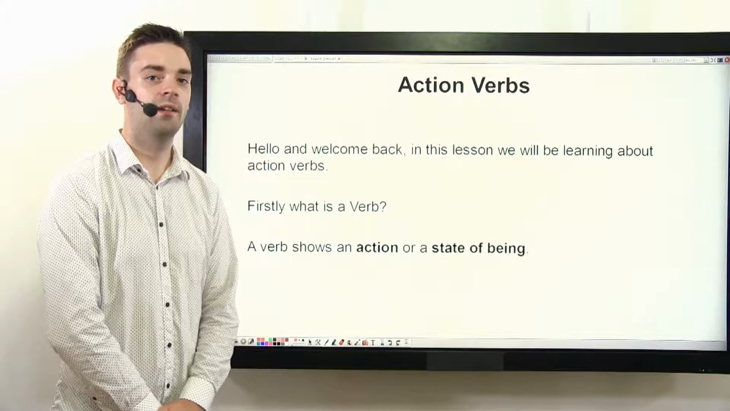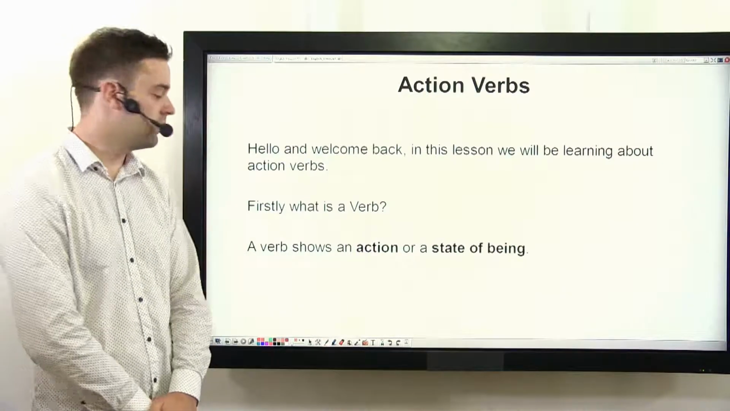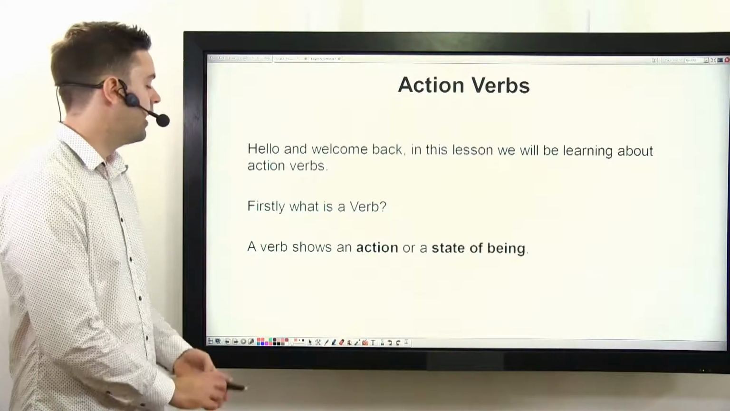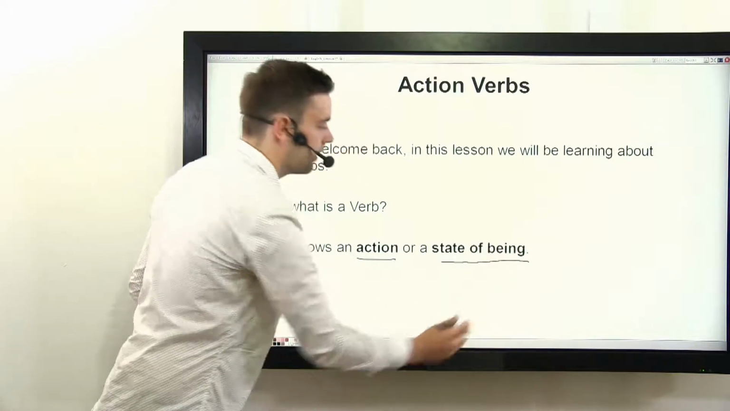Hello and welcome back. In this lesson, we'll be learning about action verbs. Firstly, what is a verb? A verb shows an action or state of being.